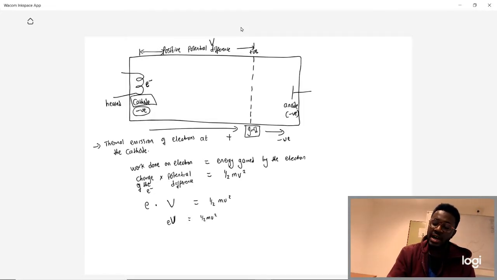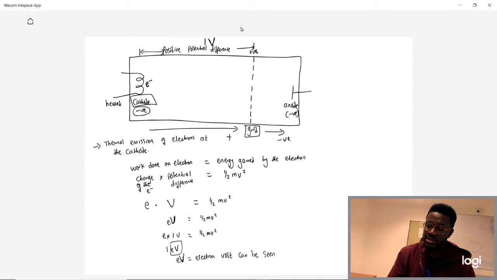Okay, let's say that our potential difference here is 1 volt, right? So it's going to be e times 1 volt. So it's basically 1 eV, right? Basically, half mv squared. So our eV, electron volts, can be seen as a measure of energy, right? Electron volt can be seen as a measurement of energy, right?